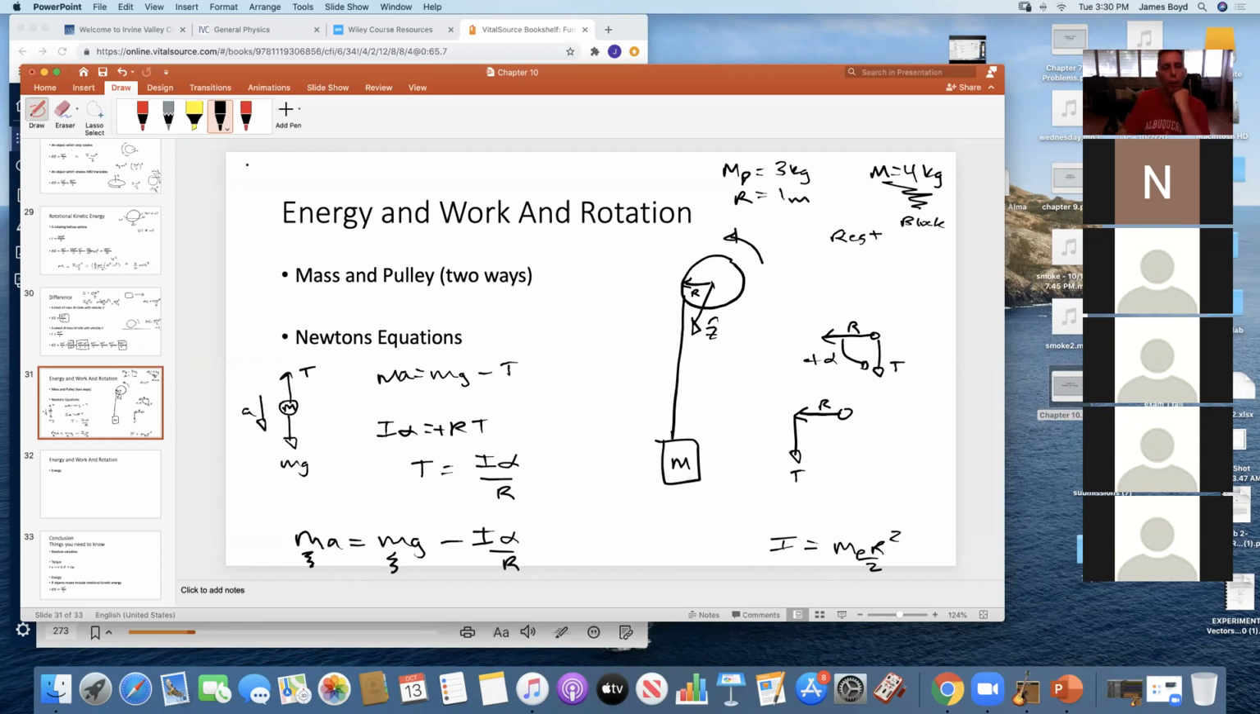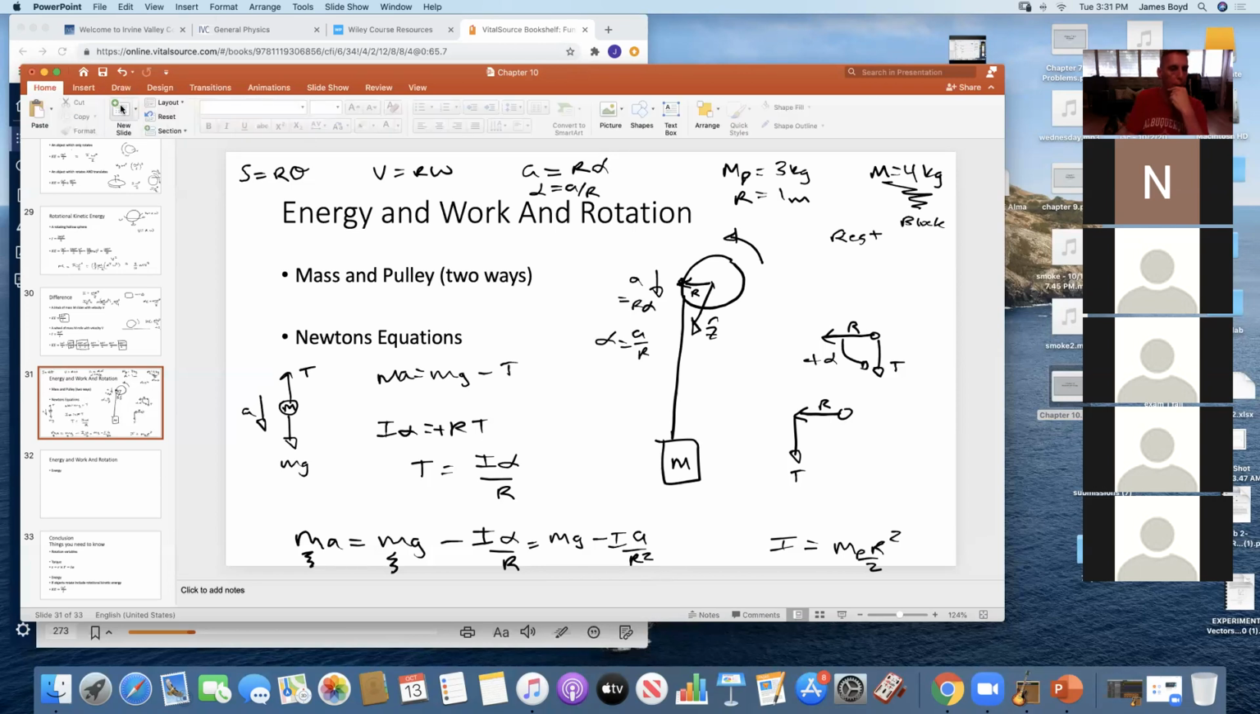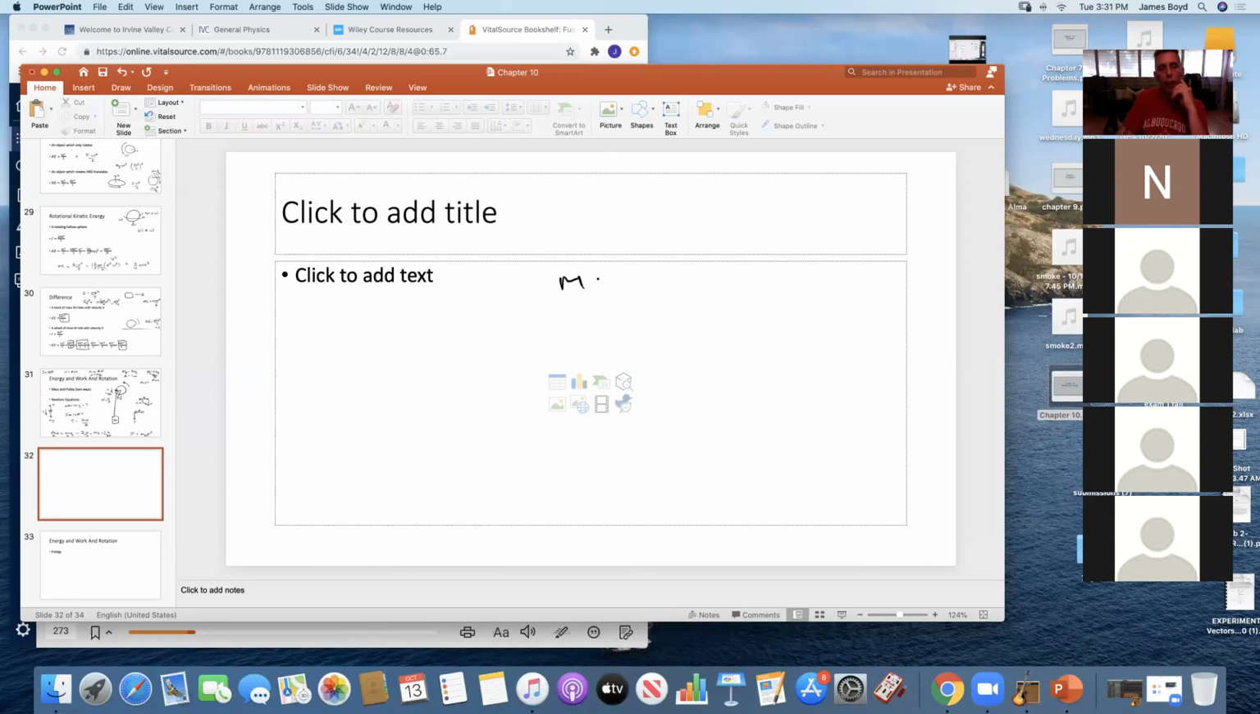If we go back and look, we said that S was R theta, V was R omega, and A was R alpha. Therefore, alpha is A divided by R. At this point, this A is equal to R alpha, so I can substitute that in. Mg minus I alpha is A over R, so A over R squared. So what I've got right now is MA is equal to mg minus I A over R squared.